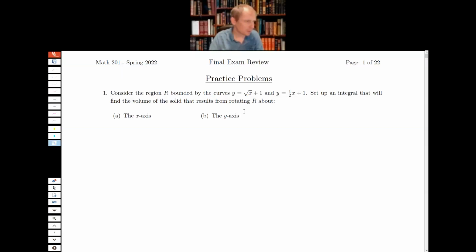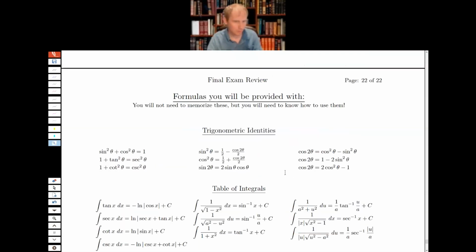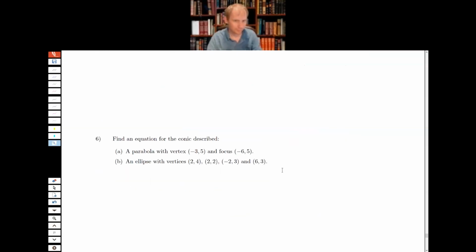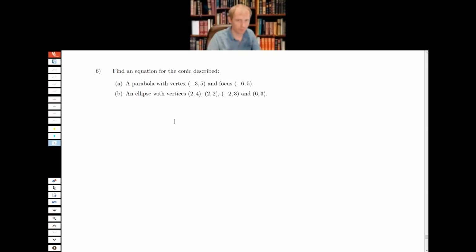We wanted to start here, I think, with Chapter 7, Problem 6. Find an equation for the conics that are described. In the first one, we're looking at a parabola where we're given the vertex and focus. In the second one, we have an ellipse and we're just given the vertices. Let me walk you through how to do this.